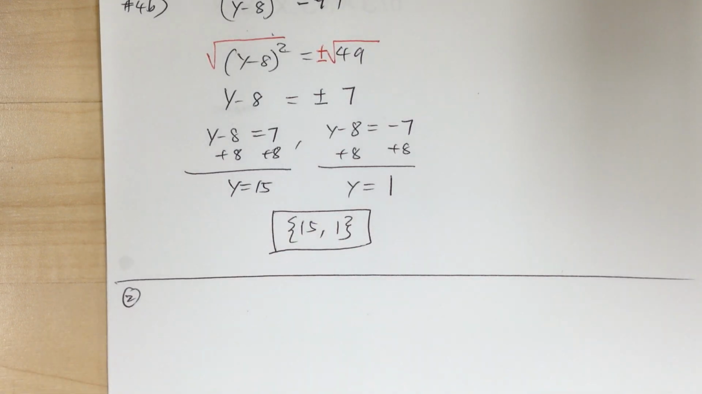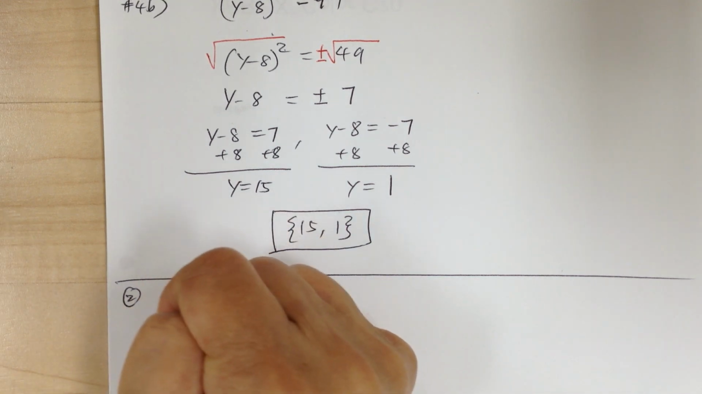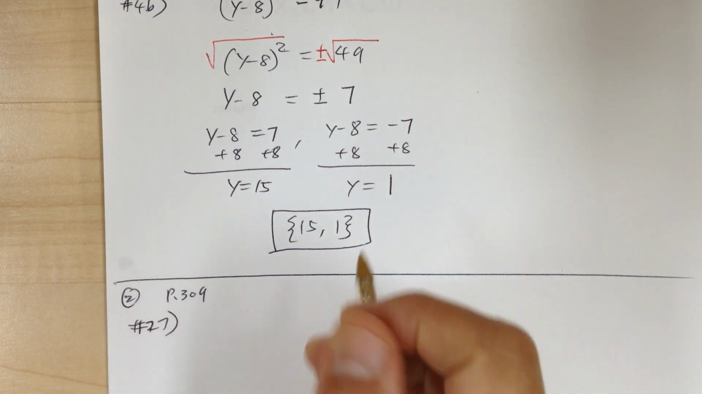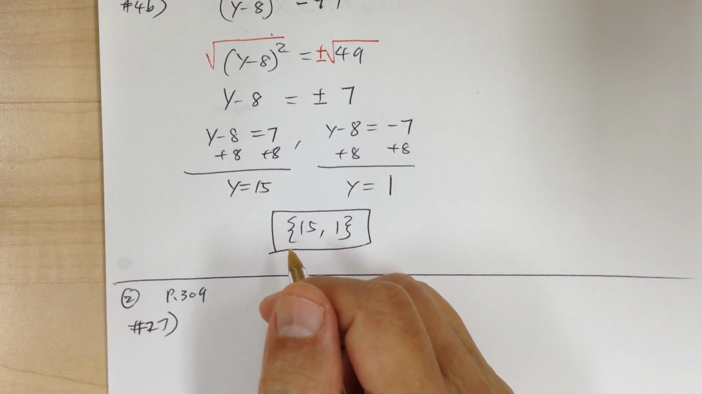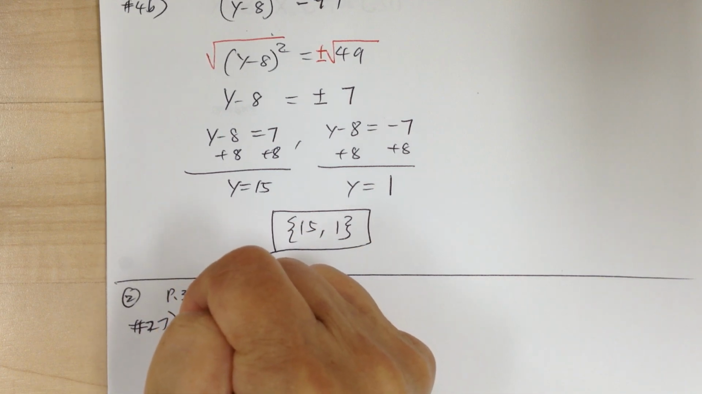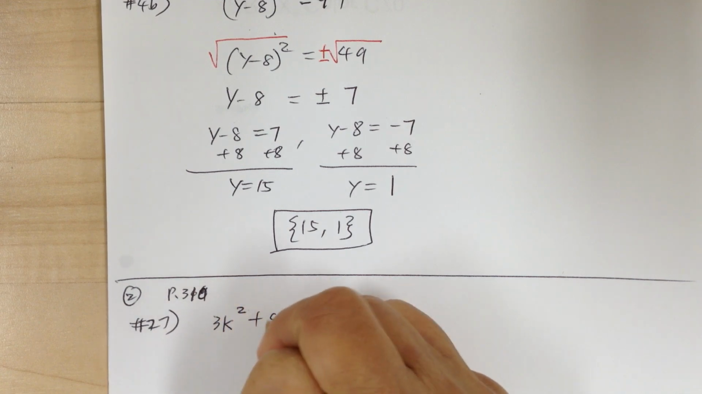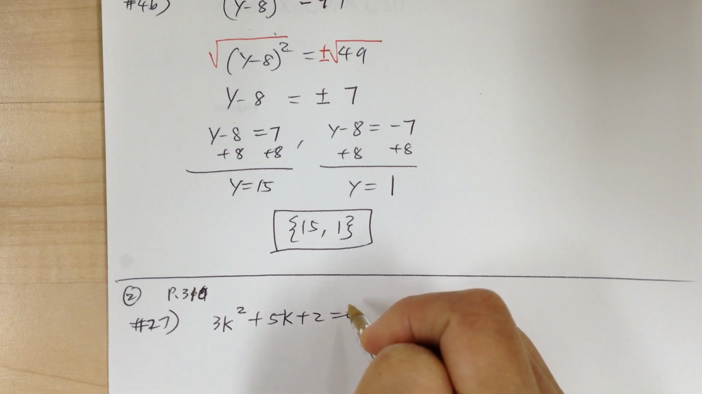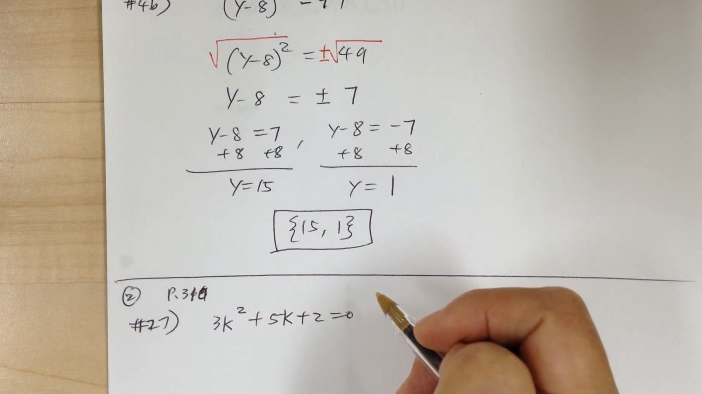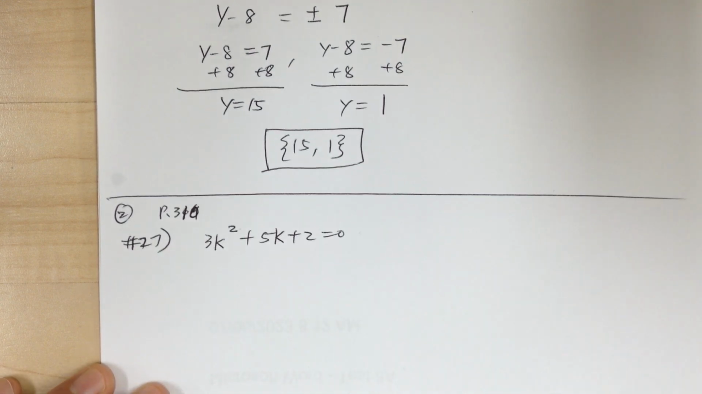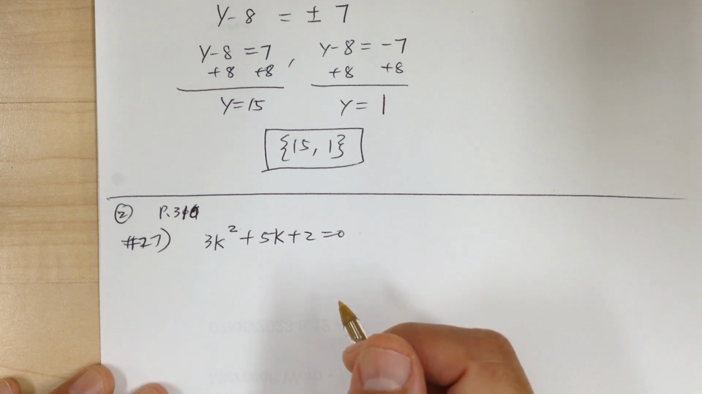Okay, let's go to number 2 on the list. And this one, let's go to page 309 and let's do number 27. Okay, actually this is on page 310. Okay, so number 27, you've got 3k squared plus 5k plus 2 equal to 0. Okay, and this one, it says solve by completing the square, so you have to follow the instruction. If you use the wrong method, you're going to get a lot of points deducted.